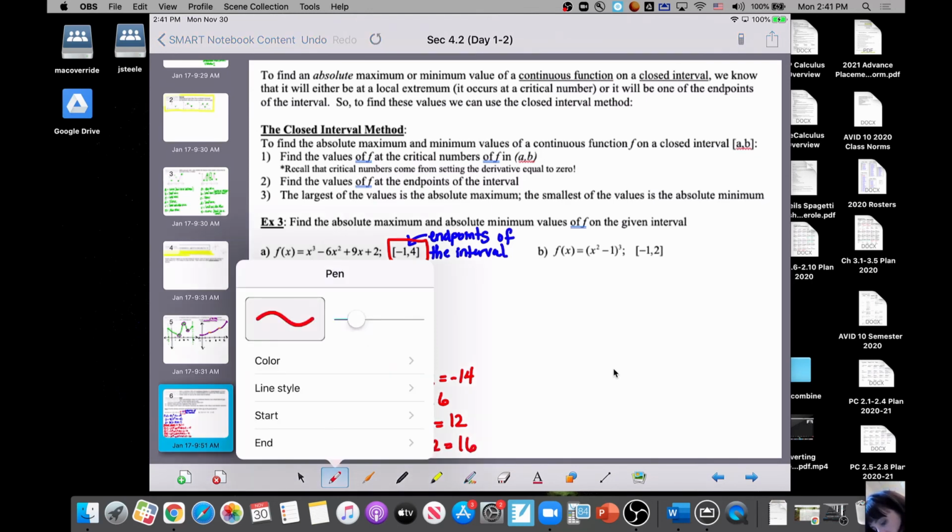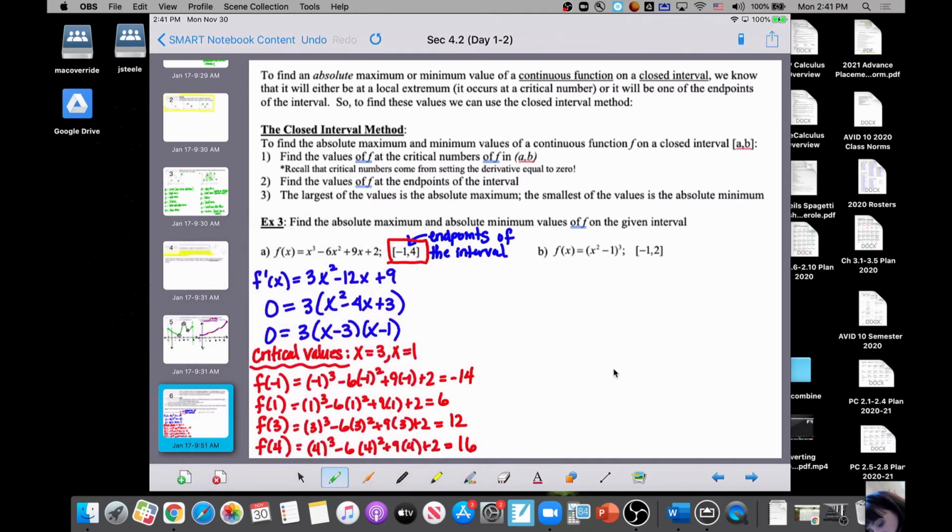All right, so what did I just learn? Well, I learned that when x is -1, the value of my function is -14. This is going to be my absolute minimum because it is the smallest value of the critical values that I plugged in. And f of 4 gives me 16. This is going to be my absolute max value on my interval because it is the highest y value that I got when I plugged in my critical values.